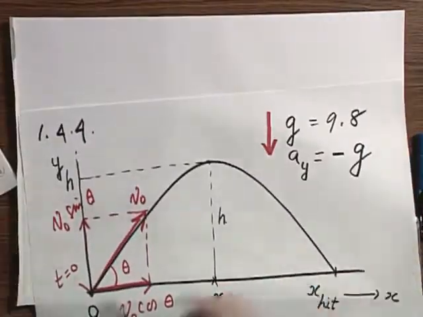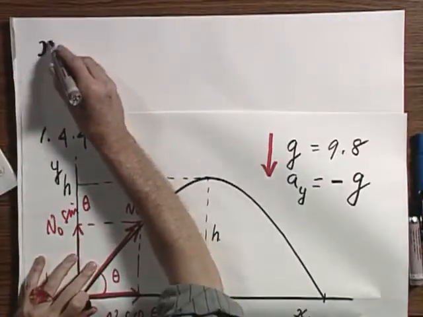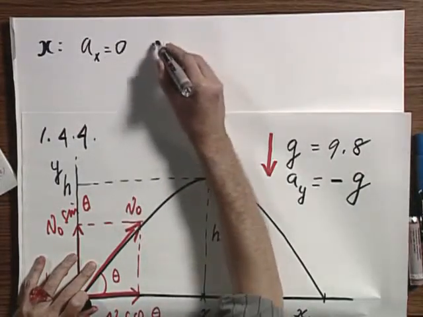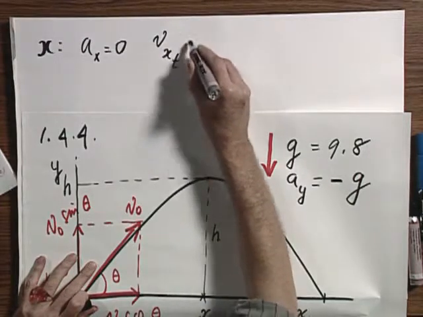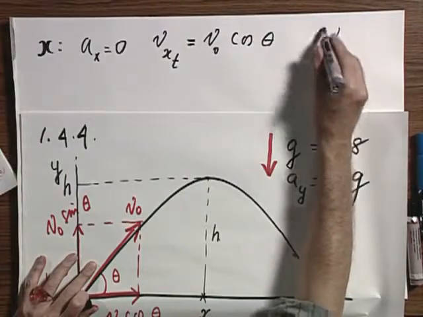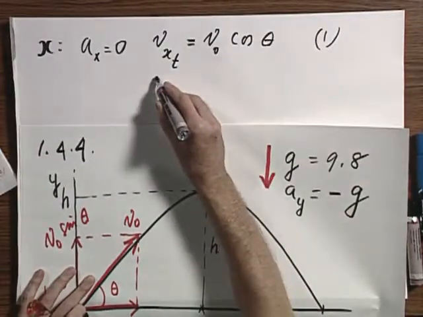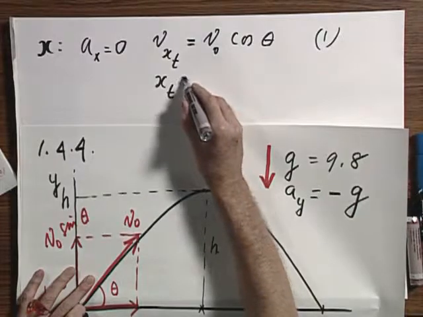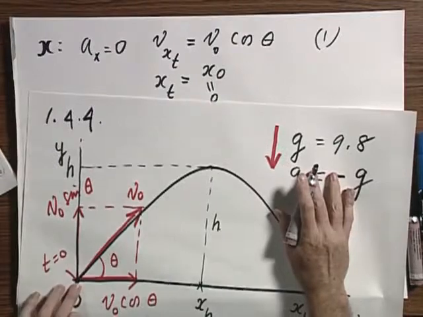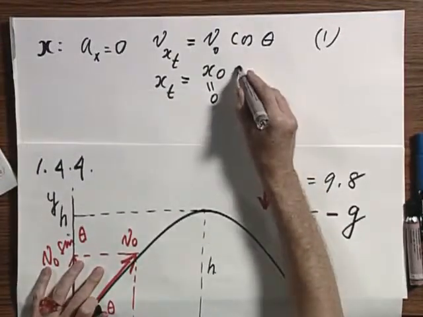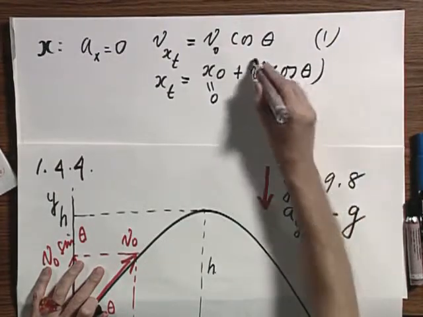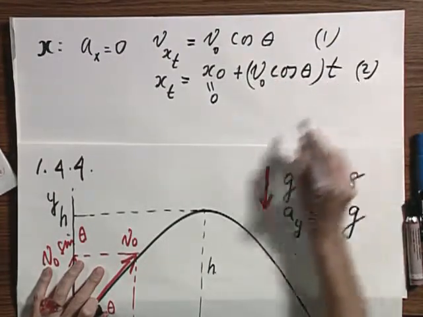So let's now apply our equations. We do it first in the x direction. a of x equals 0, so we get that the velocity in the x direction at any moment in time equals v0 cosine theta. Let me call that equation 1. The position x as a function of t of this soccer ball will be x0, which per definition I will call 0 here, I can choose that, plus v0 cosine theta times t. I will call that equation 2.